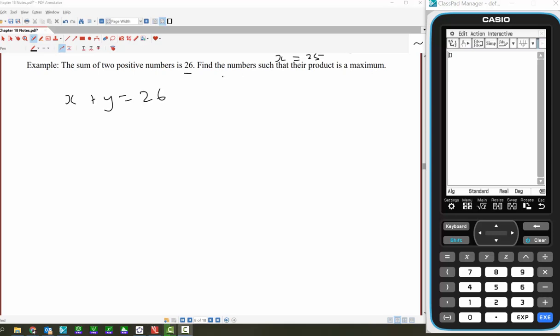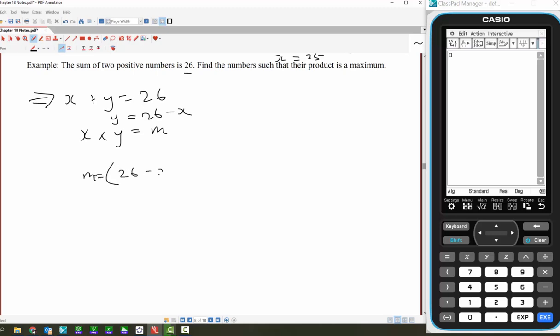Okay, so what we're doing is we're attempting to maximize the product. So x times y equals, let's just call this the maximum. All right, so again, my maximizing function has two variables in it. To use calculus or to model this via a function, I need one variable only. So I'm going to go up to this original piece of information and write this as y is actually 26 take away x.